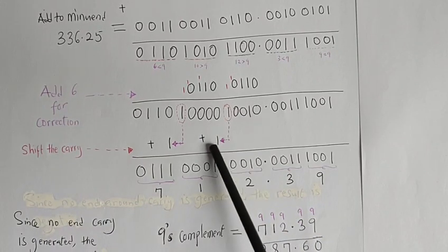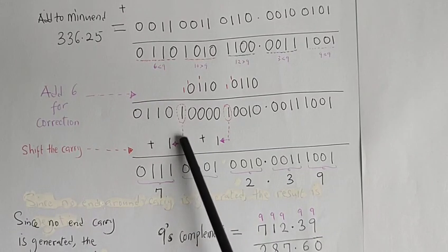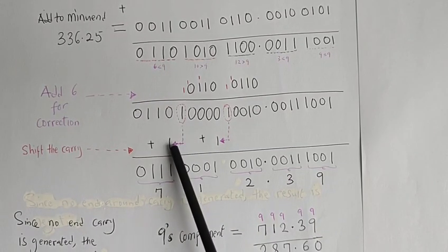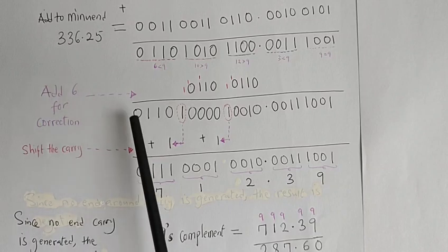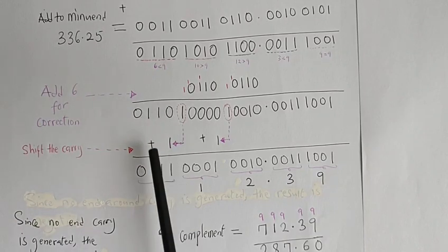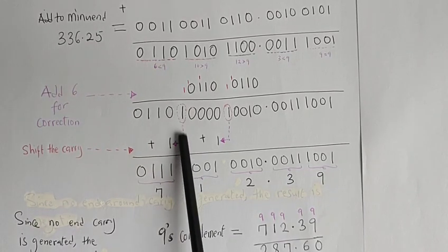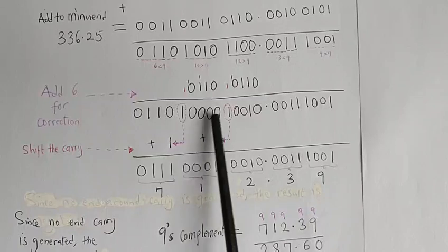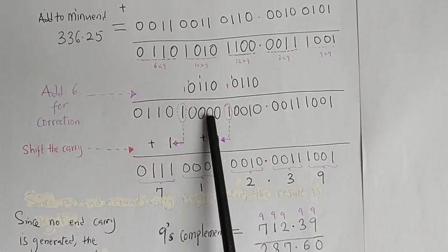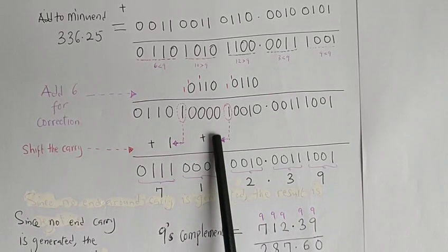Alright, so this carry is shifted to this next bit. Then this other carry is shifted to this next bit for addition. So we shift carry to carry out the addition. In this case, we have 0, 1, 1, 0 plus 1. This carry that has been generated is shifted to the next bit. And then this carry, 1, 2, 3, 4, is shifted to this next bit.